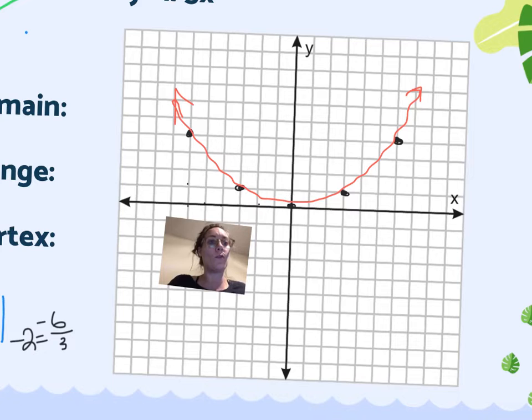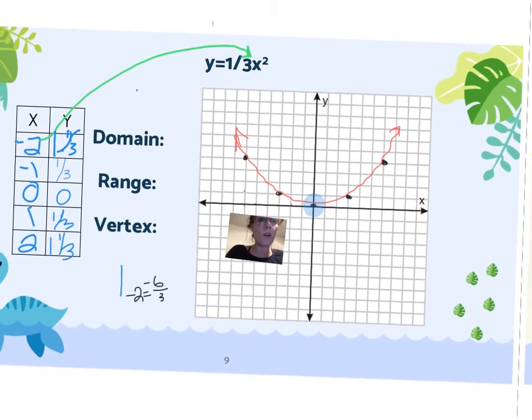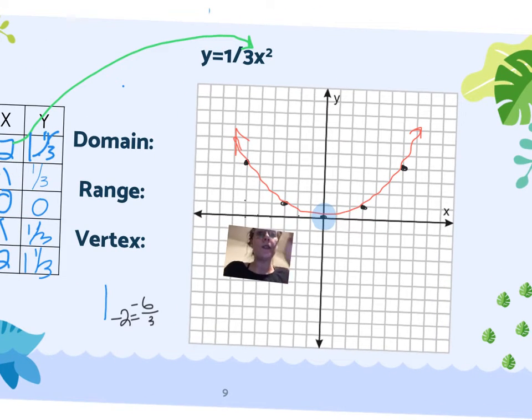I get this nice U shape, and you can tell that this is my minimum, and it makes sense because I had a positive a value, so I have a happy face. So that's my minimum, or my vertex. So let's go ahead and fill these out. My vertex is at 0, 0.